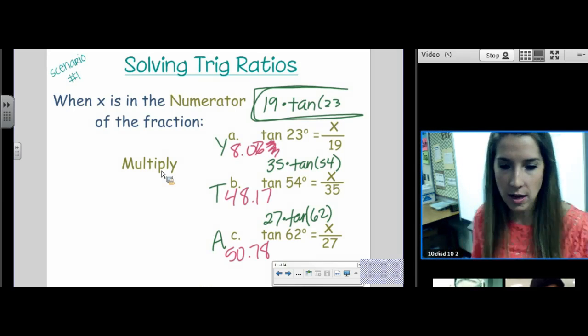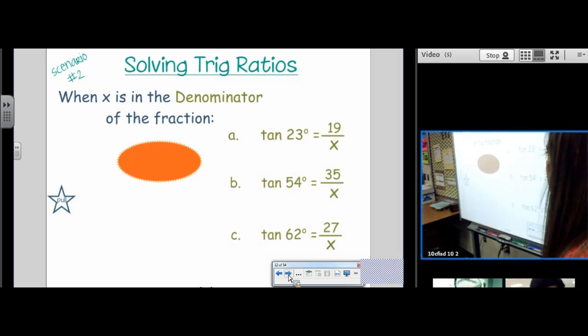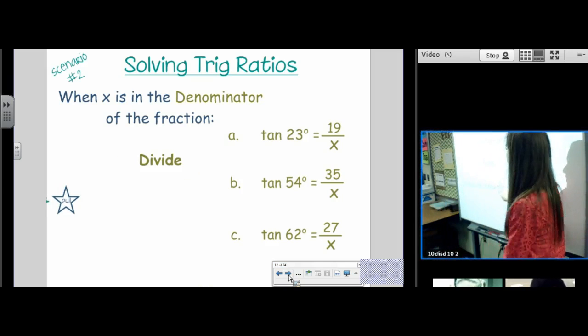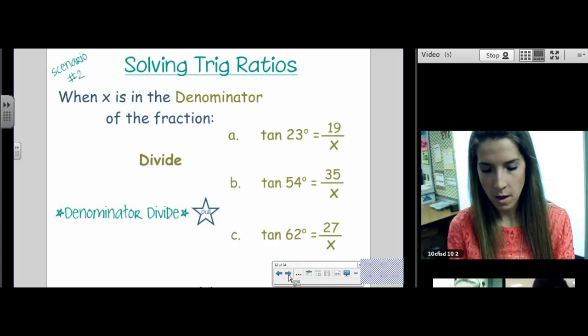Adriel, make sure you're in degree mode. Go to your mode. When x is in the denominator of the fraction, we are going to divide. Denominator, divide. So everyone practice doing that. Okay, try these, Adriel.